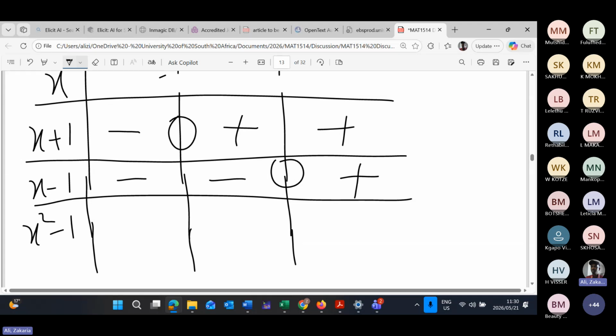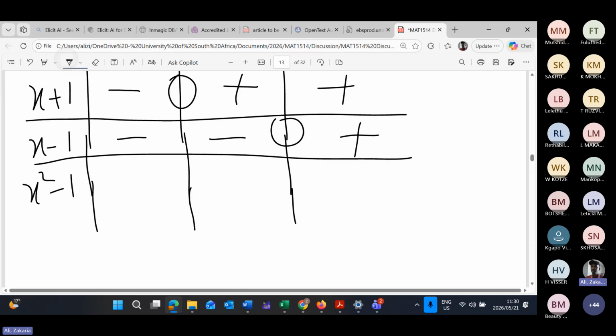Now the product means you take x plus 1 and multiply by x minus 1, because earlier on I wrote this as x plus 1 times x minus 1 using the difference of squares. Then this becomes 0 here and 0 here. So I take minus multiplied by minus, which becomes plus. I take plus multiplied by minus, which becomes minus. And then I take plus multiplied by plus, which becomes plus. So what does it mean?